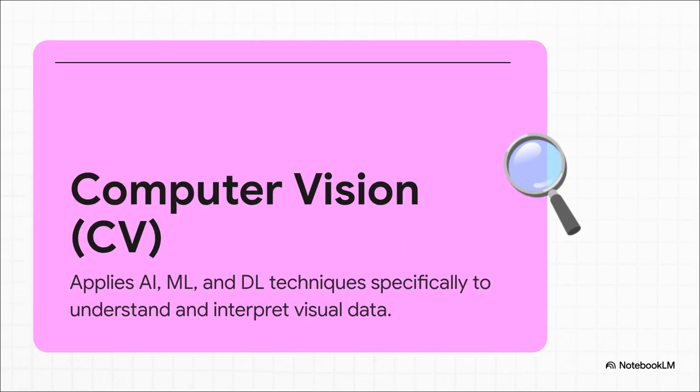And finally, all of this brings us right back to our topic. Computer vision. This is the specialized field that takes all of those amazing AI, machine learning, and especially deep learning tools, and points them squarely at one problem. How do we make sense of visual data? In other words, how do we understand those grids of numbers we were just talking about?